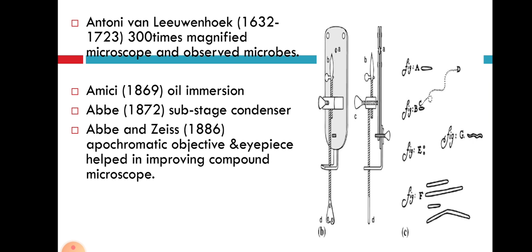Considerable progress was made in improving the microscope in the 19th century. The introduction of oil immersion by Amici in 1869, substage condenser by Abbe in 1872, and apochromatic objectives with suitable eyepiece by Abbe and Zeiss in 1886 were landmarks in the improvement of the compound microscope in the 19th century. Here you can see the picture of a microscope developed by Anton van Leeuwenhoek, and some of his drawings represented as figure A, B, C, E, F, G, etc., showing the drawings of some bacteria of that time.